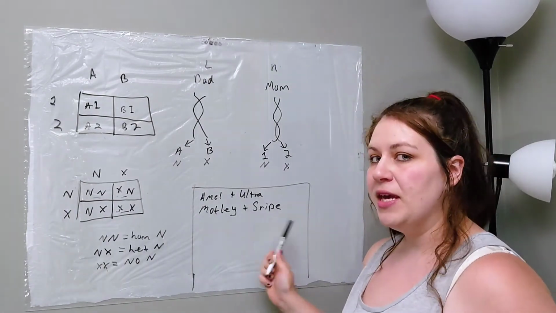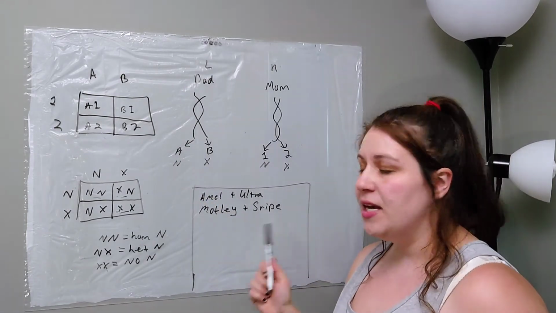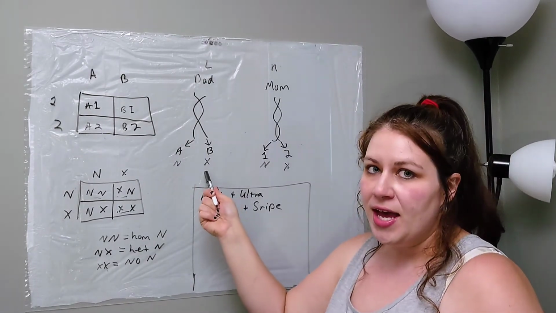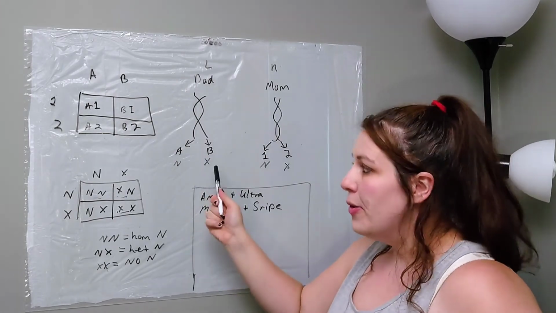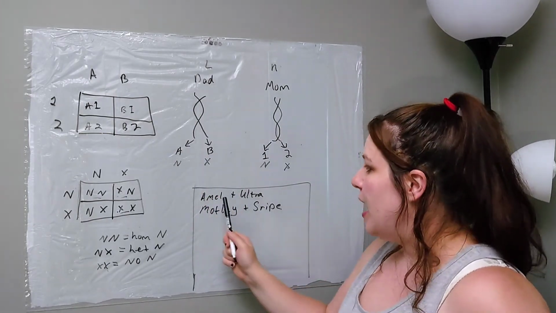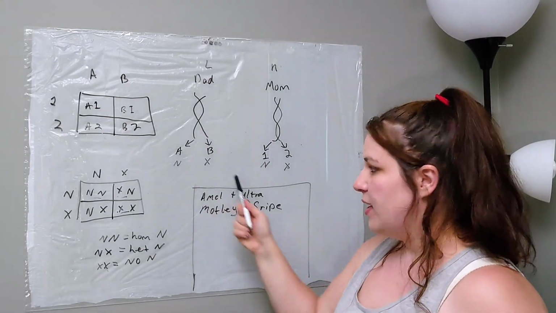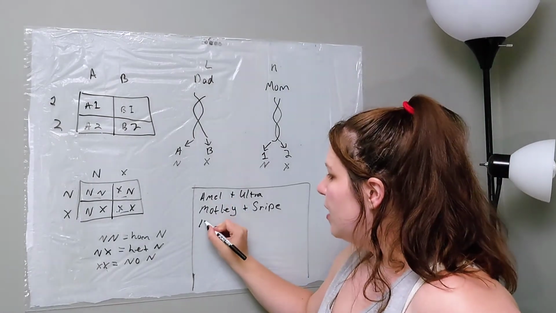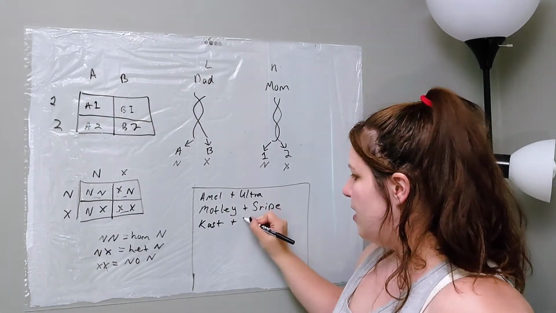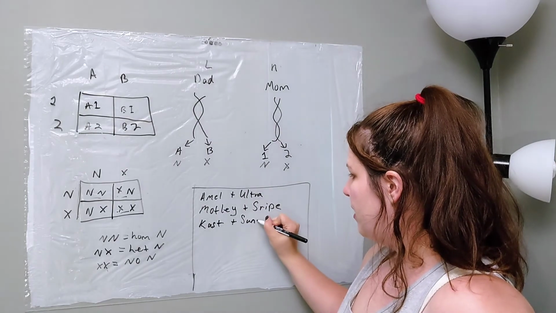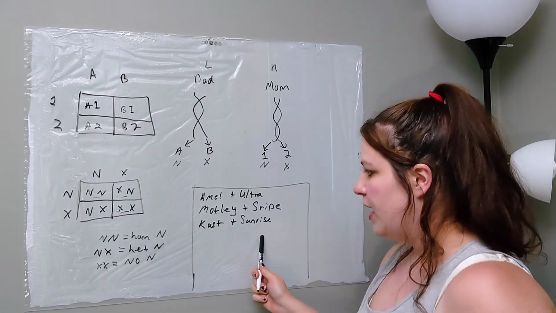But Motley and Stripe can appear here and here, whereas, like I said, anery has to have a nothing next to it. Anery can only have an anery next to it or a nothing next to it. But AML, for example, can have an ultra next to it. Motley can have a stripe next to it. Castagna, I'm just going to say cast plus sunrise. Castagna and sunrise can be together.